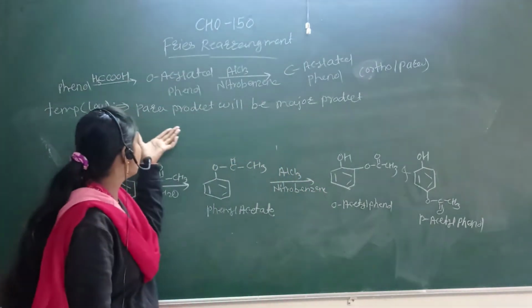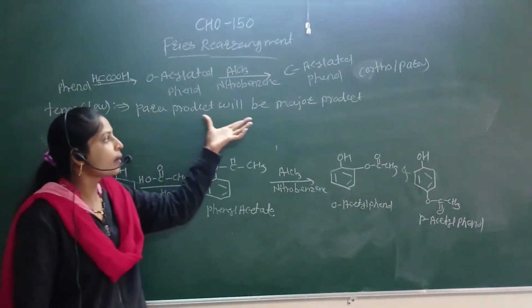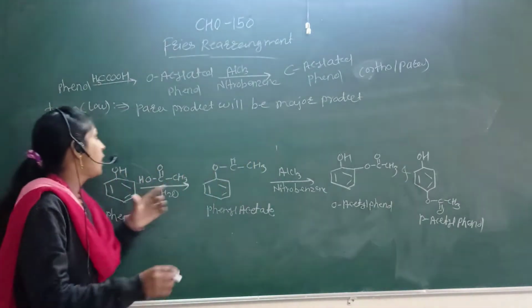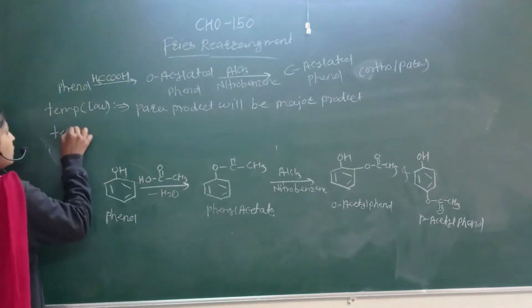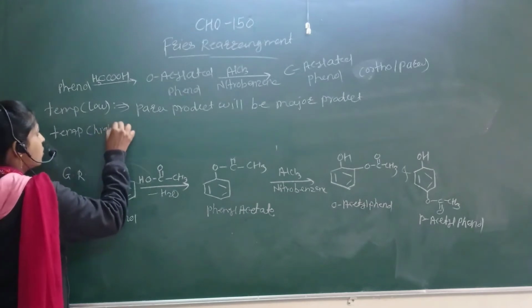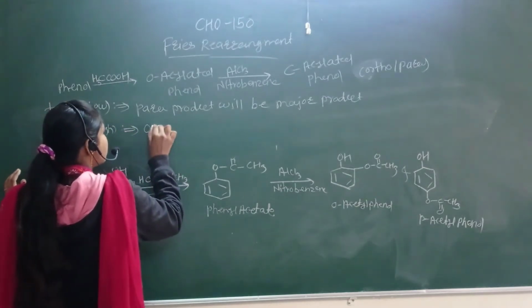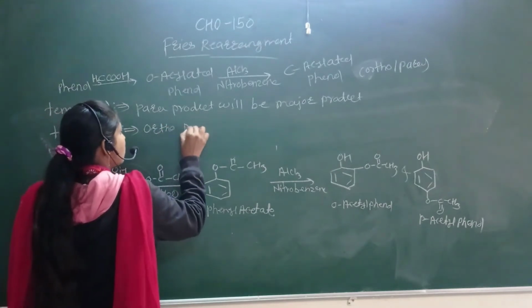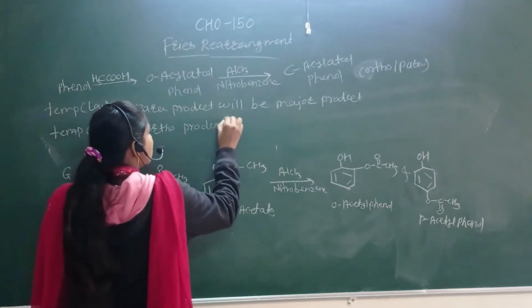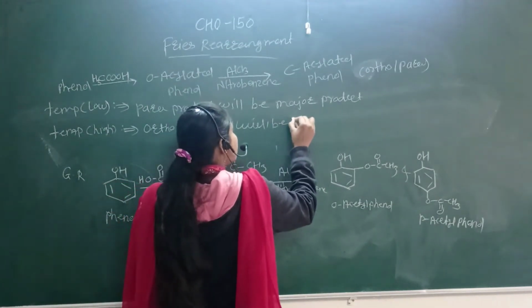So the temperature condition will be low. Where your temperature is low, formation of the para product will be the major product, or a stable product. And at high temperature, the ortho product will be the major product.